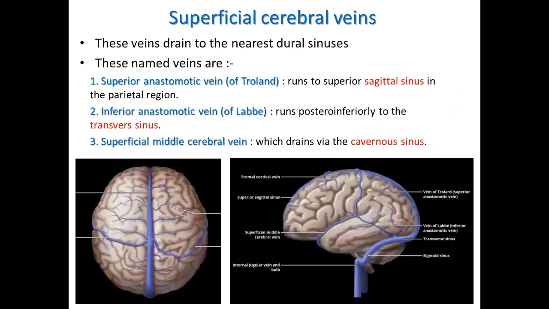We move to the second group, which is the superior cerebral veins. Superior cerebral veins consist of 3 veins. Here, the superior anastomotic vein of Trolard passes posterior-superiorly to the superior sagittal sinus, as in this picture, and the inferior anastomotic vein of Labbé passes posterior-inferiorly to the transverse sinus, and the superficial middle cerebral vein, which we talked about a little while ago, will drain to the cavernous sinus.